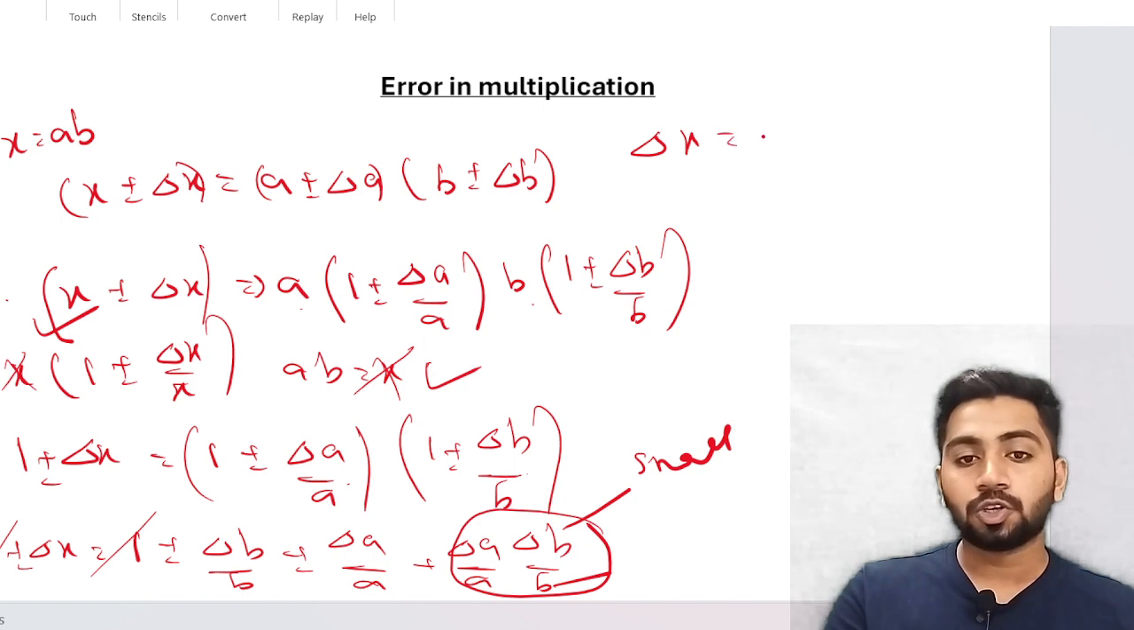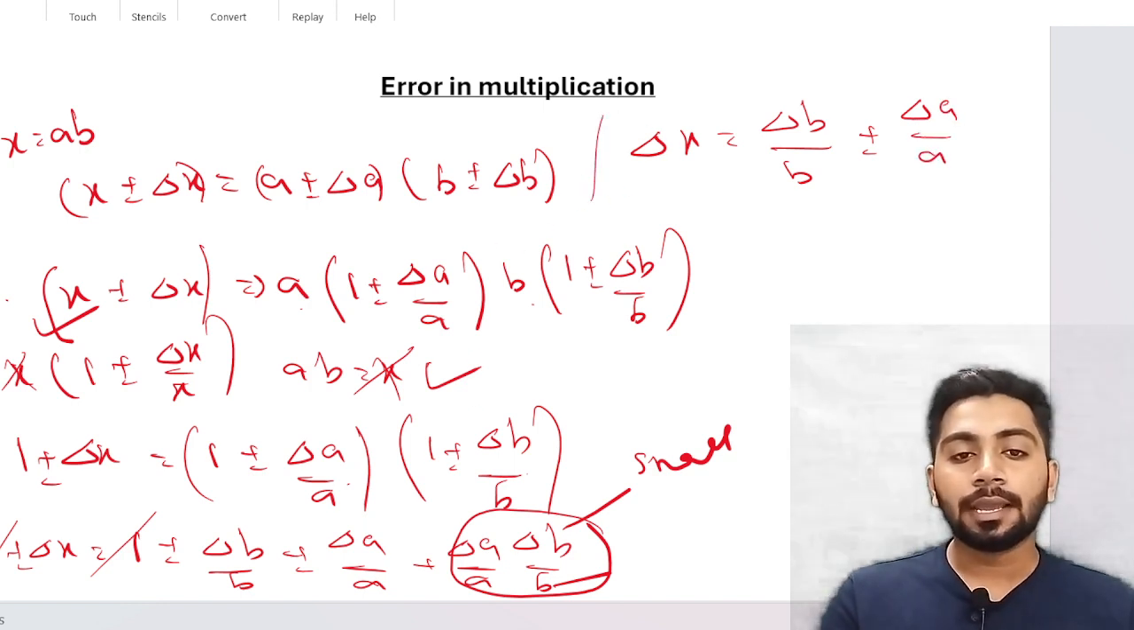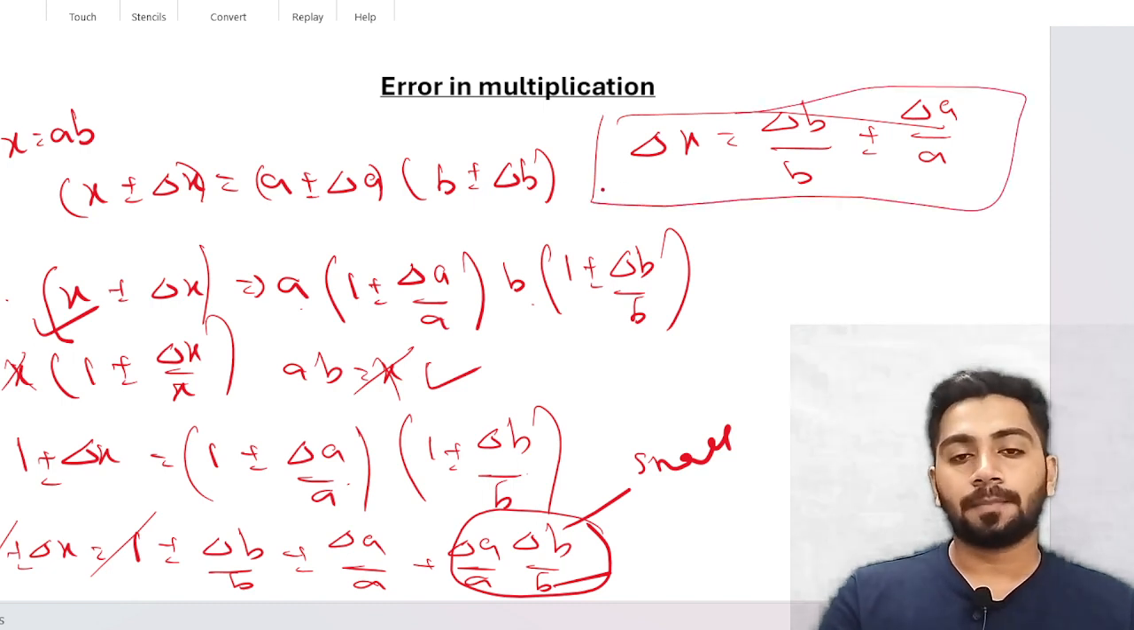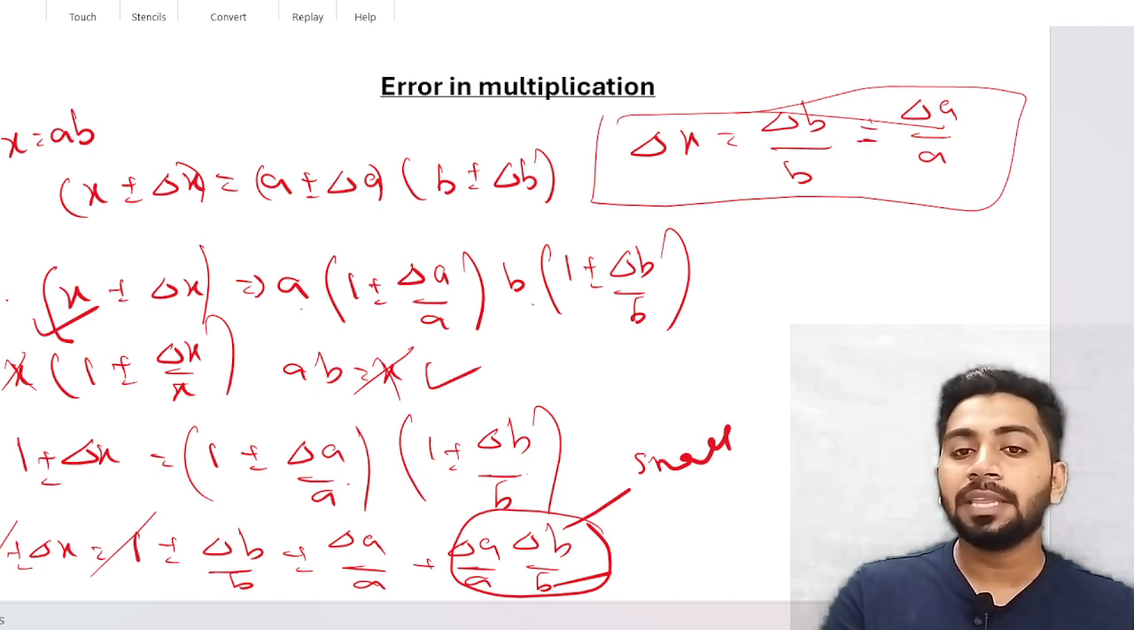Error is equal to error in b divided by b plus or minus error in a divided by a. This is your error in multiplication. Now in these, if you have only positive sign, it is maximum error. If you have negative sign, it is minimum error.